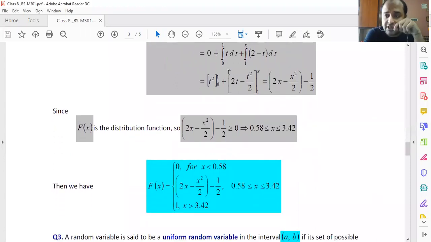Now, since the distribution function is related to probability, that particular expression must be greater than or equal to 0. So I have written that for Fx to be a distribution function, we must have 2x minus x squared by 2 minus half must be non-negative.